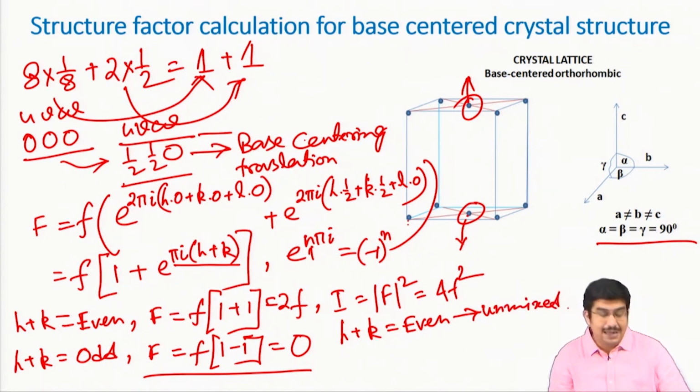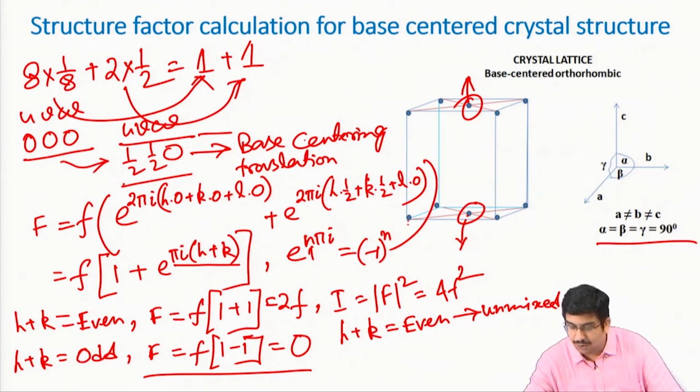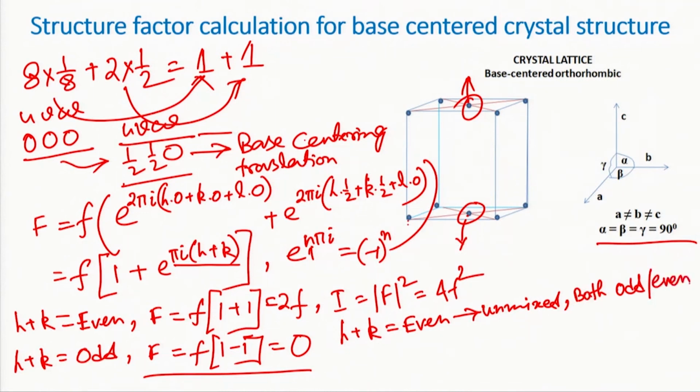What does it mean? Unmixed means either H and K are both odd or both even. If this is true, then H plus K will be even, which means we can have both odd or both even.